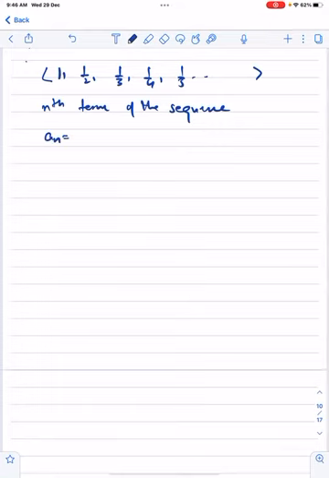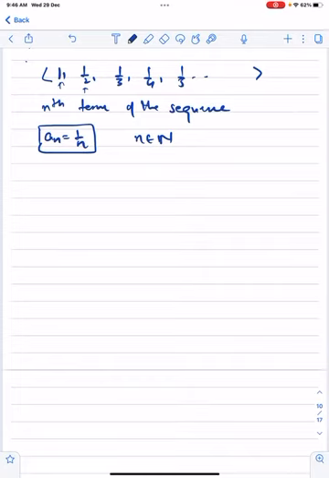So here a_n is 1 upon n. Now you can verify: because n belongs to the natural numbers, you can put it in. When you put n equal to 1, you will get the first term. When you put n equal to 2, you will get the second term. Like that, when you put n, you will get the nth term. So this is one kind of question they can ask.